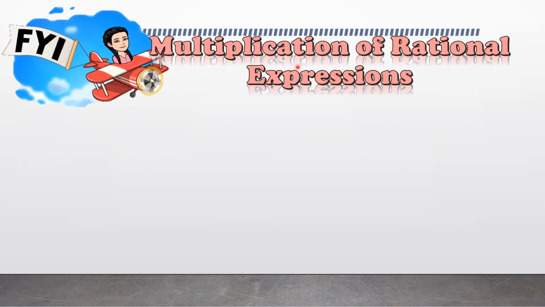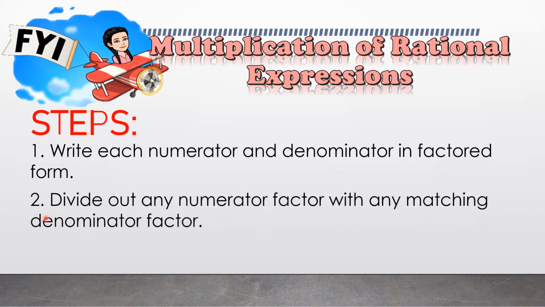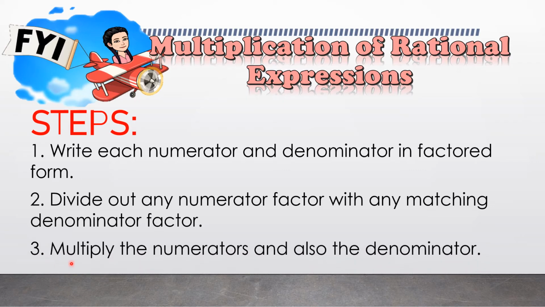Here are the steps in multiplying rational expressions. First, write each numerator and denominator in factored form. Second, divide out any numerator factor with any matching denominator factor. Third, multiply the numerators and also the denominators. And last, don't forget to simplify if possible. So let's apply these steps in solving the following examples.